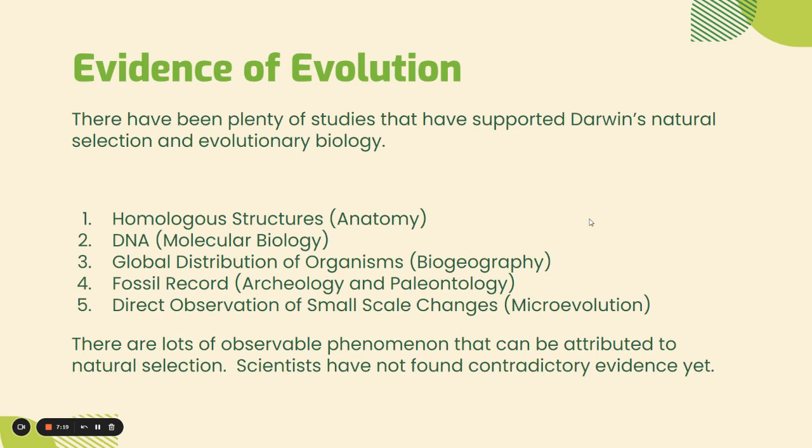And then, of course, we're able to see direct observation of small-scale changes, which has been dubbed microevolution. And you can even do that in labs. So when you go to a four-year university and you're studying biology or medicine, you'll have to take a biology class, and you might take a laboratory that goes over microevolution. So you might do something with fruit flies or something that doesn't have a very long lifespan, so you can see many generations in a quick amount of time. There are lots of observable phenomena that can be attributed to natural selection, and scientists have not found contradictory evidence yet.